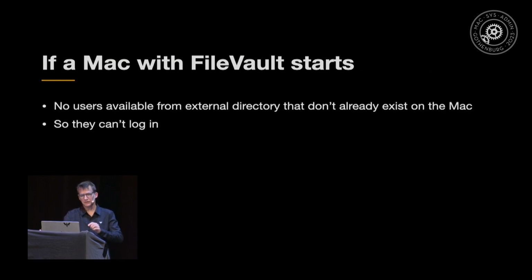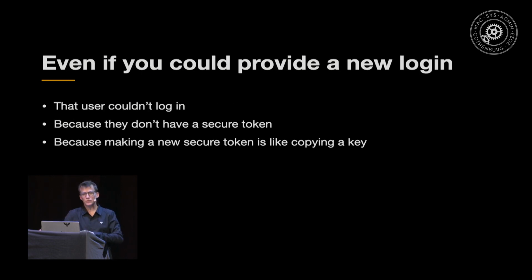So if a Mac with FileVault starts, no users are available from the external directory that don't already exist on the Mac, so they can't log in. If you're not in that list of users who can log in, you can't log in. Even if you could provide a new login by some new magic that Apple provides, that user couldn't log in because they don't have a secure token. They need that secure token to unlock the VEK. Because making a new secure token is like copying a key. You need that password for the user before they log in in order to allow them to log in at FileVault.